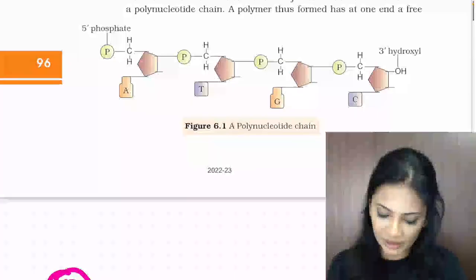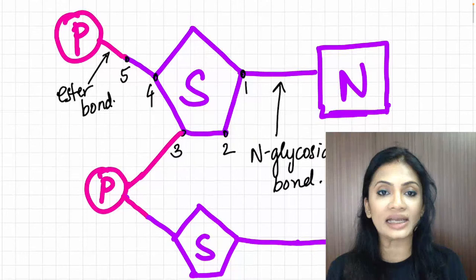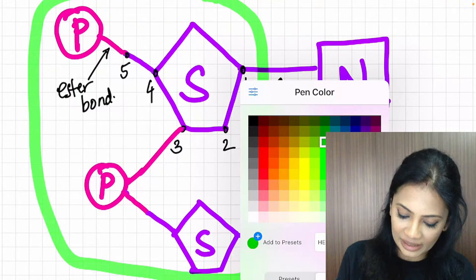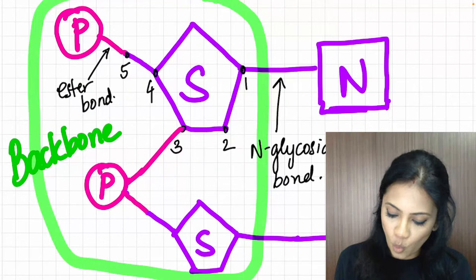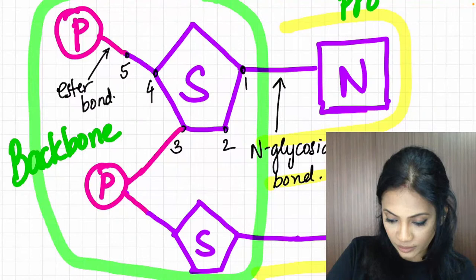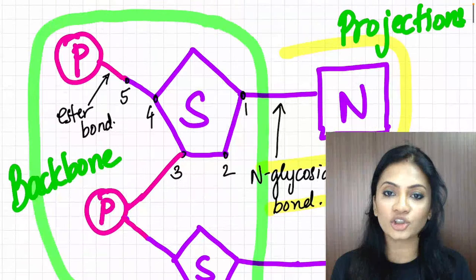Also tell me over here, what is making the backbone? This is the backbone. Is this clear, everyone? This over here, which I have highlighted, that is the backbone. Okay, then what are nitrogenous bases? Nitrogenous bases are projections. Sugar phosphate backbone, nitrogenous bases are projections. Clear?